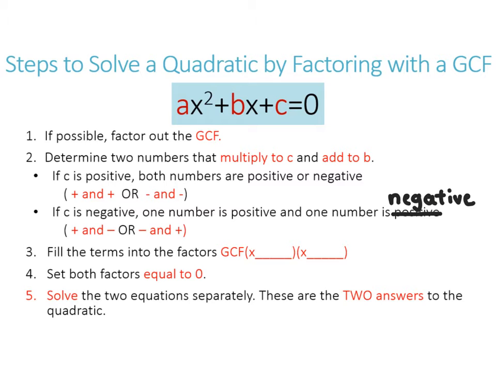In this video, you will learn about factoring with both a greatest common factor and a equal to 1. First, if possible, you should factor out the greatest common factor. Then you want to determine two numbers that multiply to c and add to b.